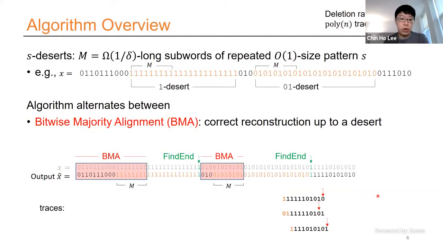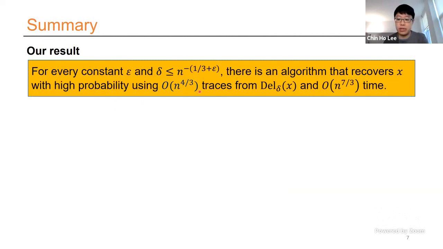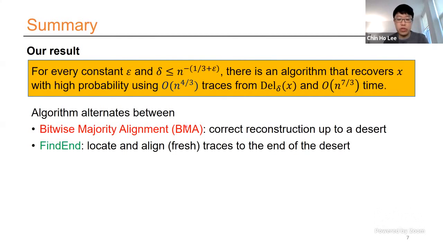I won't have time to tell you the details of the analysis, so let me just summarize. Here is a summary. We show that for any constant epsilon and deletion rate delta that is at most 1/n^(1/3+epsilon), there's an efficient algorithm that recovers X with high probability using a polynomial number of samples and running time. And our algorithm alternates between two procedures. One is BMA and the other is find-end.